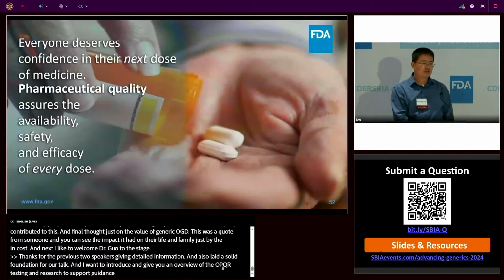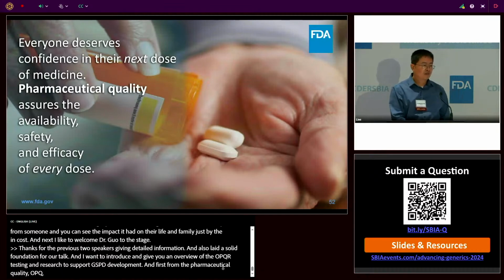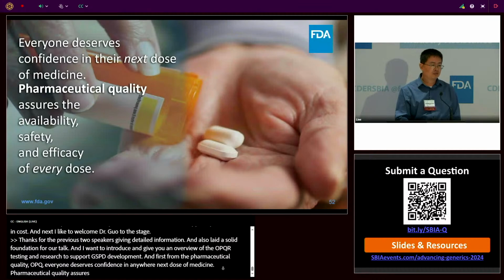First, here's a message from Office of Pharmaceutical Quality, OPQ. Everyone deserves confidence in their next dose of medicine. Pharmaceutical quality assures the availability, safety, and efficacy of every dose.